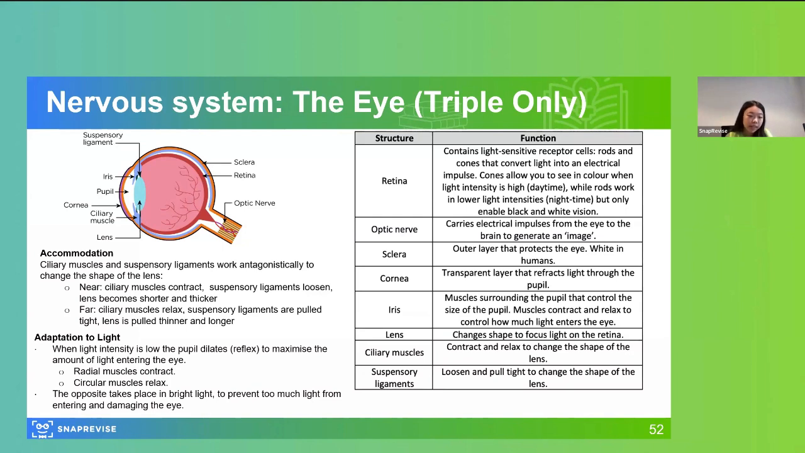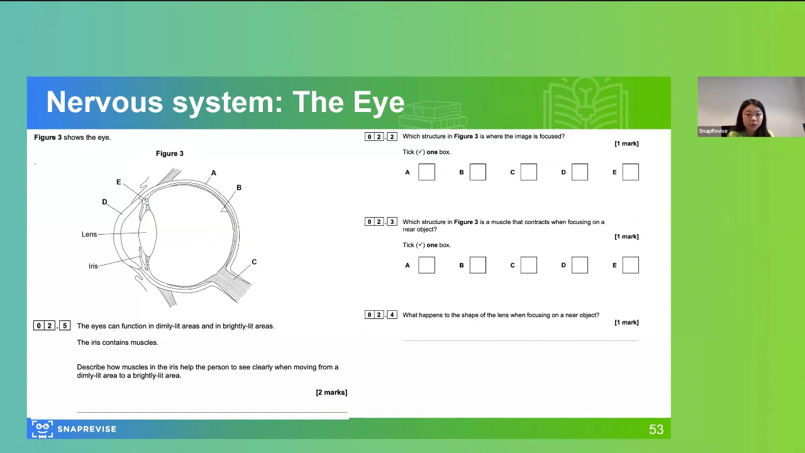So when there is a very low light intensity, the radial muscles contract and your circular muscles relax. Again, they work antagonistically to allow the pupil to dilate or constrict. And in bright light it is the opposite. Radial muscles relax, circular muscles contract. So that's the eye. There are a few questions on here.